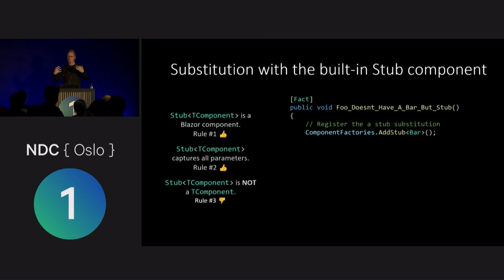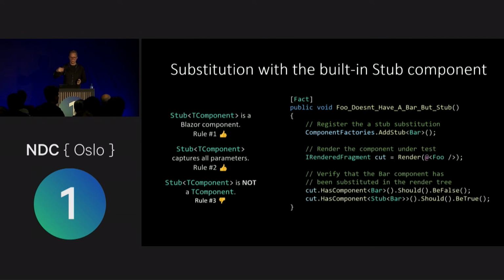If you don't add anything to that, it's just going to be whatever component you have in your component tree originally. But in this case, we have a method called addStop that takes a generic parameter of the type of component you want to substitute out. And that's basically what we need to do. And now we can go ahead and say render component.